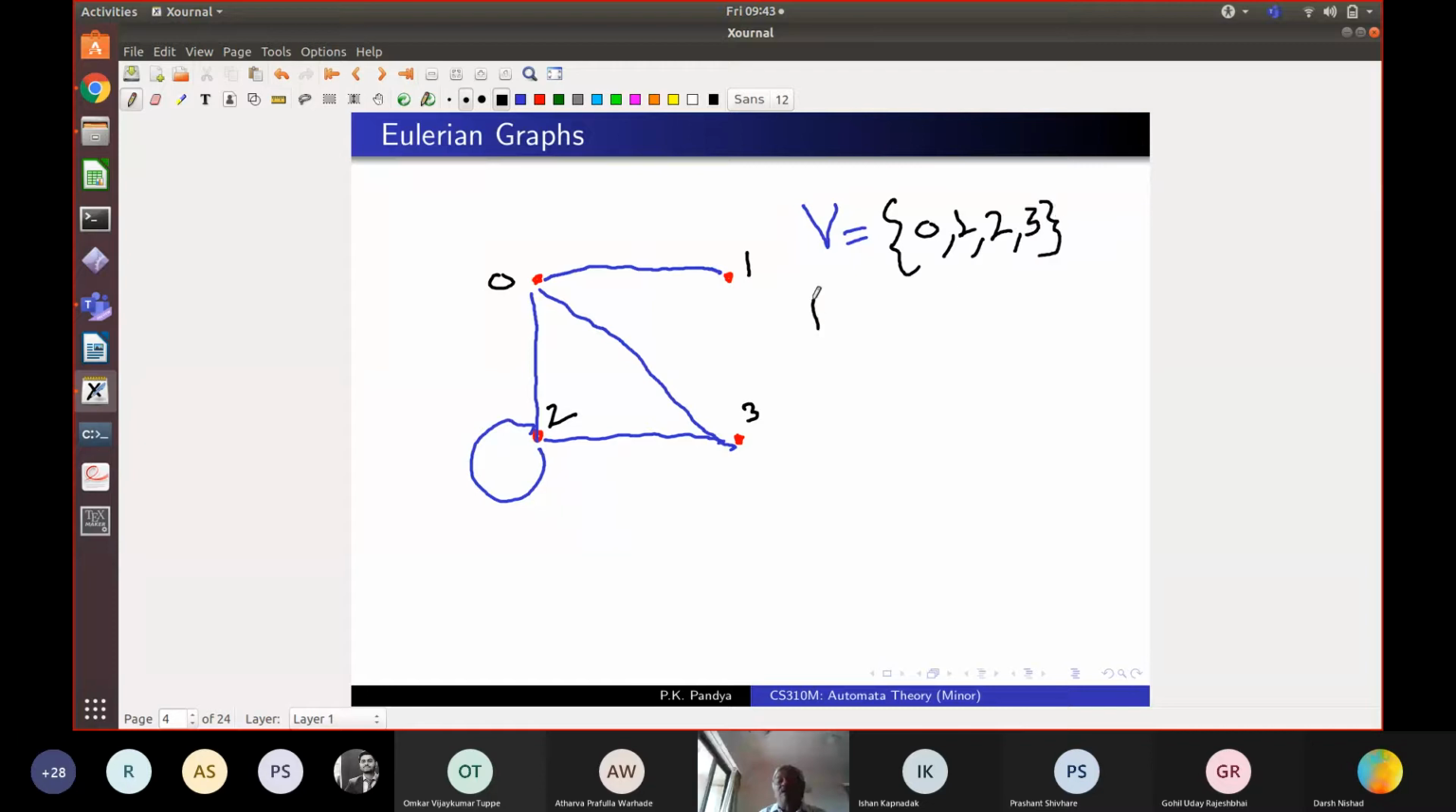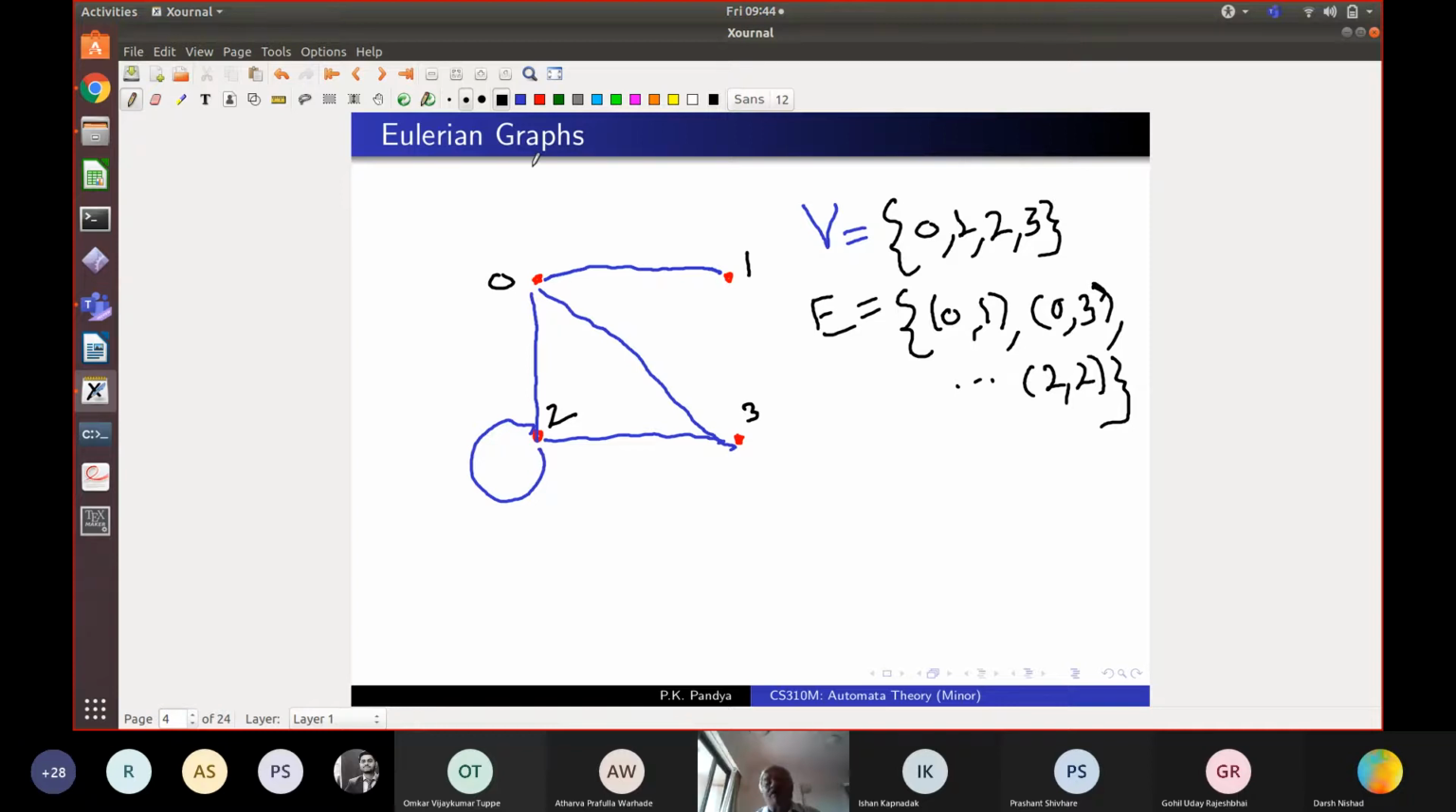And what are the edges I have got? Each edge is given as a tuple of vertices, and my graph consists of a set of edges. So what are the edges I have got here? I've got an edge 0, 1. So I write a tuple 0, 1 and put it in the set of edges. I've got an edge 0, 3 and I put it in the set of edges, and so on and so forth. I also have an edge 2, 2. You know, 2 is connected to itself. That can also happen, right? And because the set of vertices is finite, we call this a finite graph.